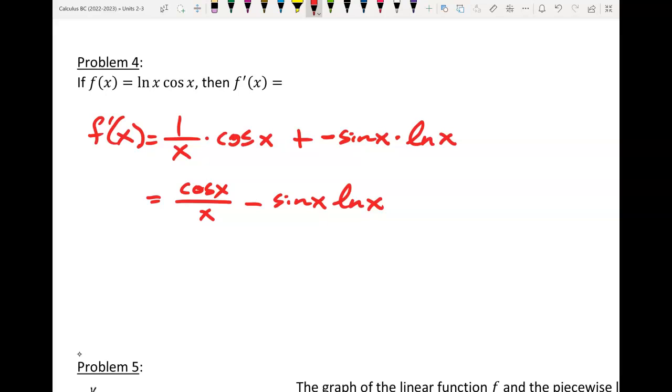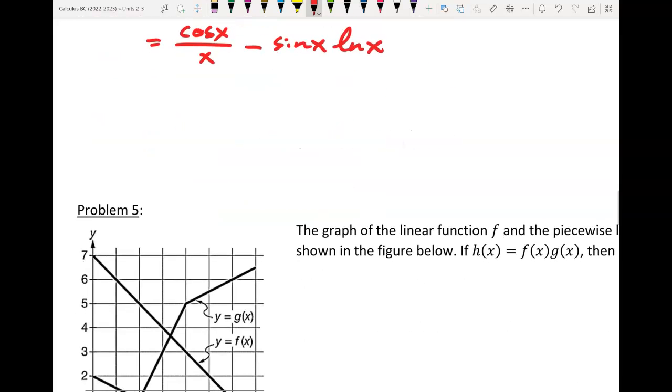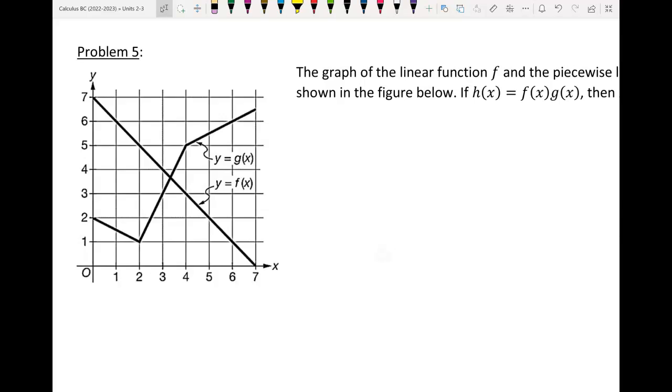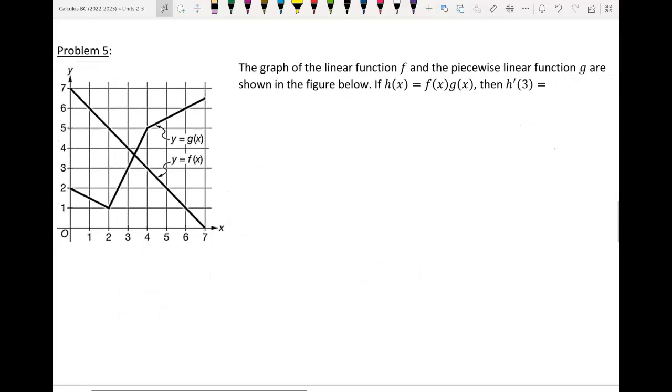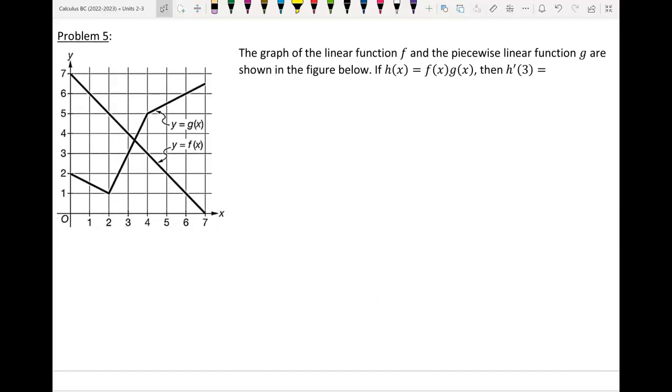All right, any questions on number 4? Are we good there? All right, let's look at number 5. Okay, we have h of x. Okay, Kelvin, help me out with this one. What is h prime?